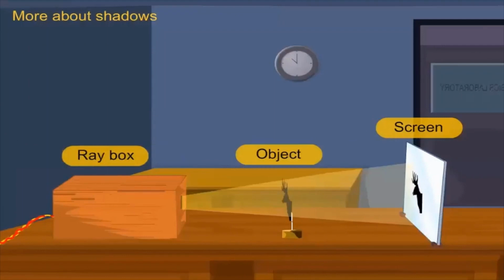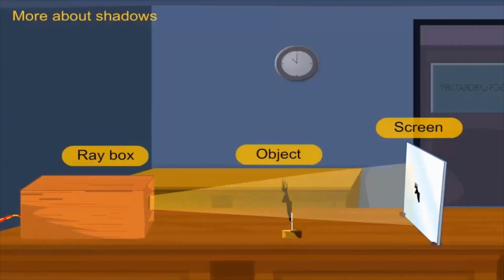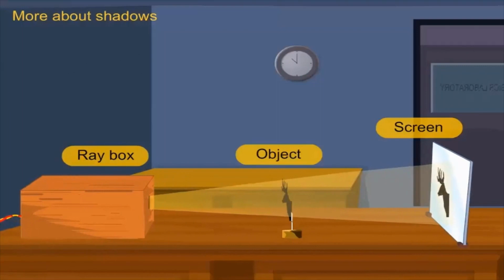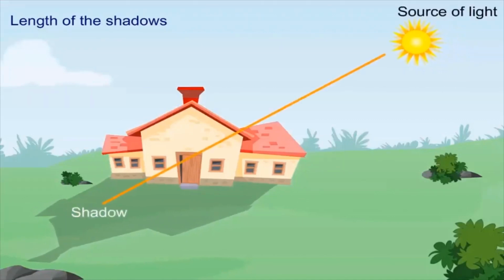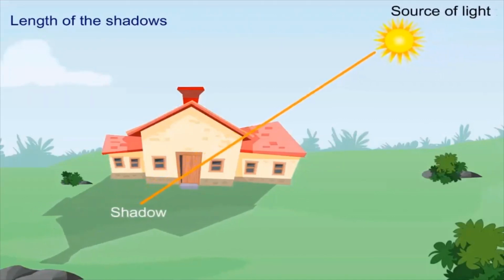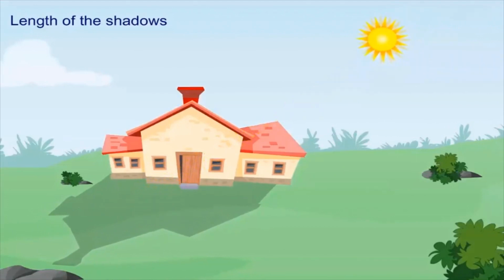Observe that the size of the shadow decreases if the source of light is moved away from the object. The size of the shadow increases if the screen is moved away from the object. Why do lengths of shadows vary? Note that the shadows are always diametrically opposite to the source of light.